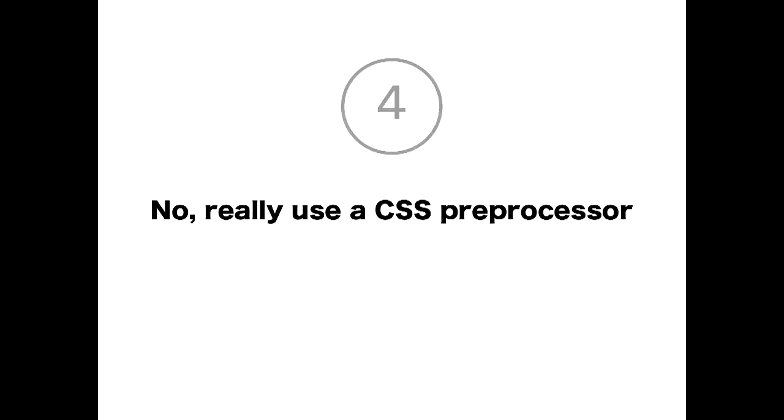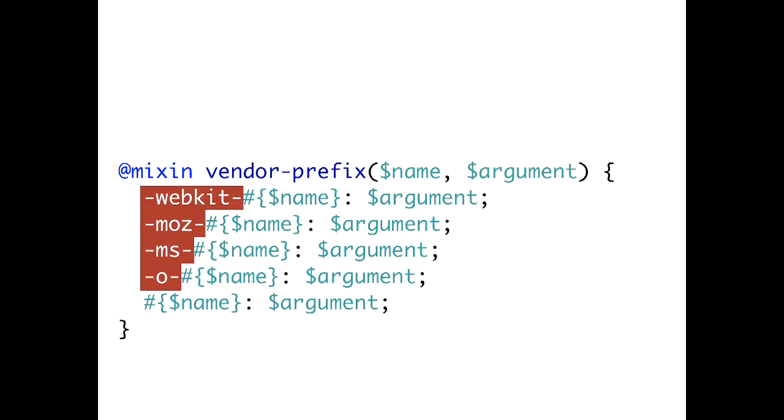The next rule, of course, is really use a preprocessor. It's not just about indenting your CSS. This is the mix-in from Sass. It allows us to do a very small amount of code. A very small amount of code to get a great deal of output.